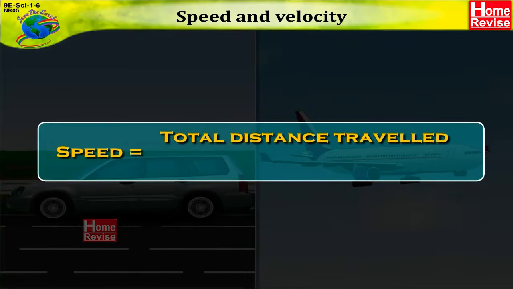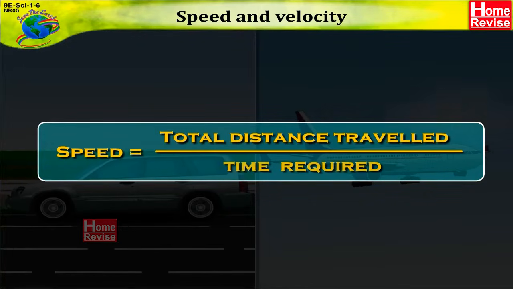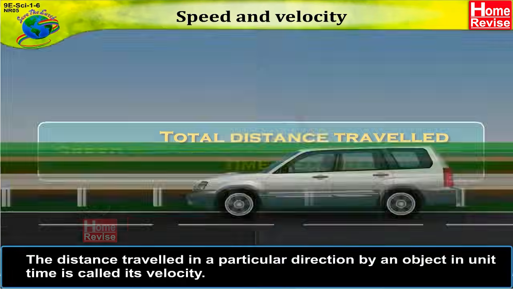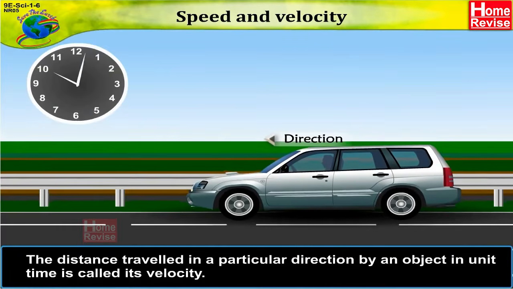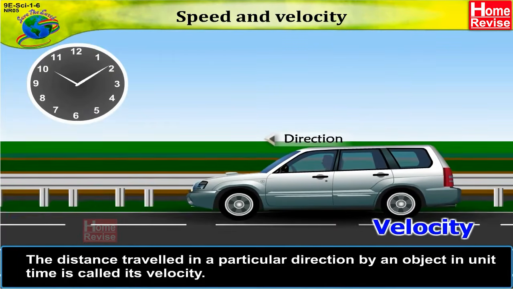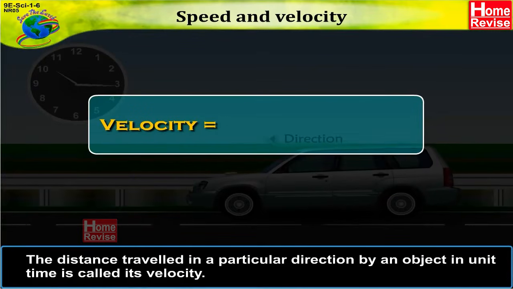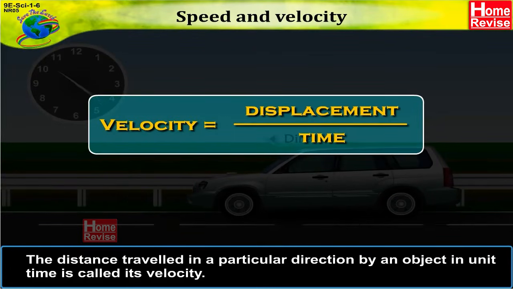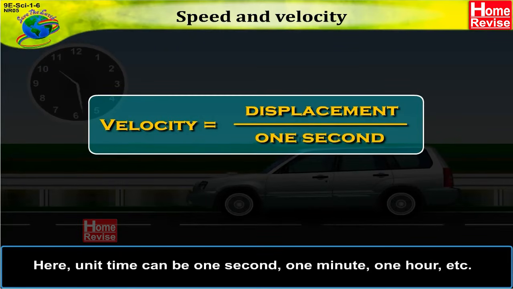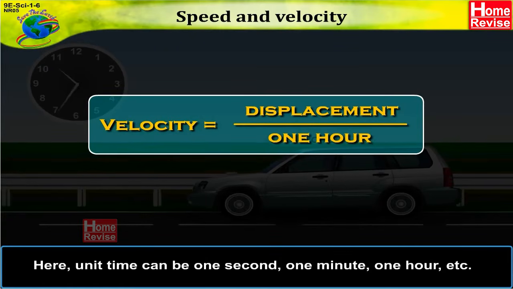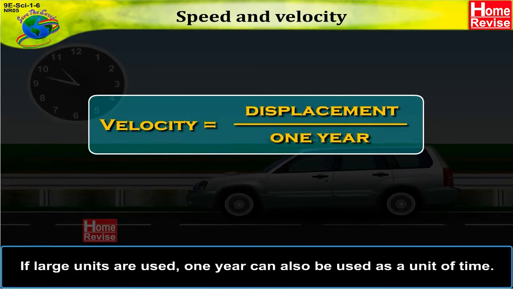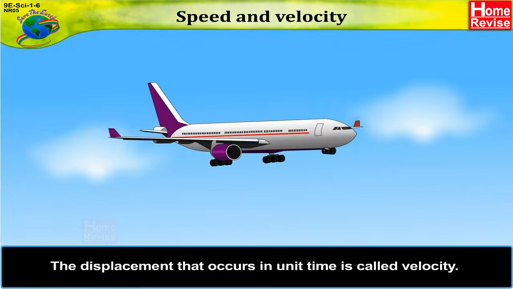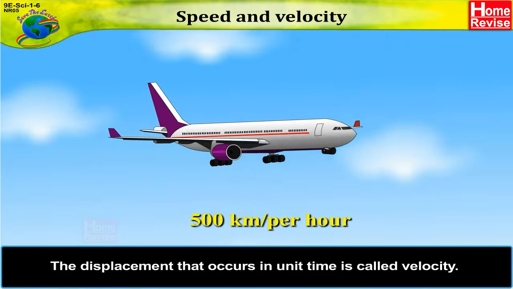Speed is equal to total distance travelled upon time required. The distance travelled in a particular direction by an object in unit time is called its velocity. Velocity is equal to displacement upon time. Here, unit time can be 1 second, 1 minute, 1 hour, etc. If large units are used, 1 year can also be used as a unit of time. The displacement that occurs in unit time is called velocity.